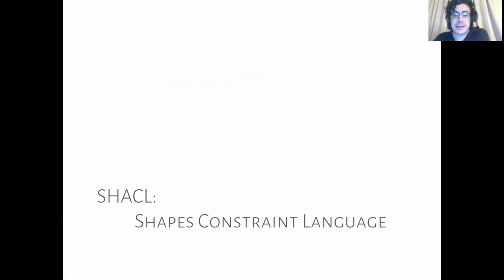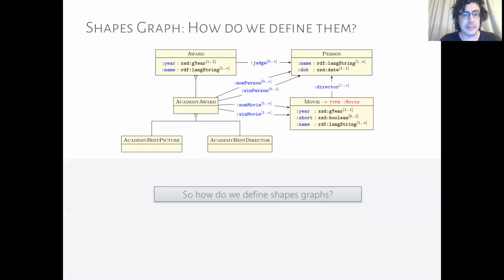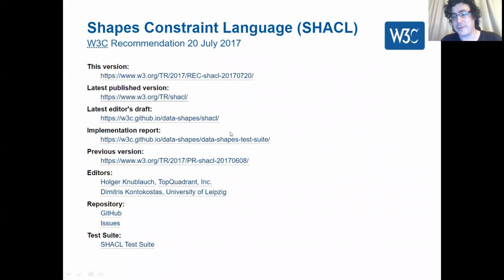So SHACL is shapes constraint language. There's essentially 2 main shapes languages compatible with RDF. I'm going to speak about SHACL mainly. So SHACL is essentially the answer to the question, how do we actually write these things down? How do we define these shapes graphs? So SHACL I'm going to focus on because it's a W3C standard. It's one of the more recent standards in the semantic web from 2017.